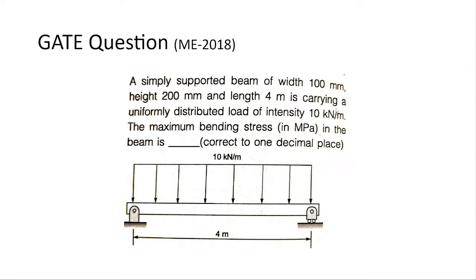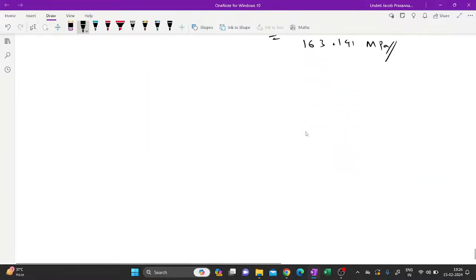It is a similar type of question, but it is not a cylindrical one. It has a rectangular cross section, width is 100 millimeters, height is 200 millimeters, length is 4 meters, load intensity is 10 kilonewton per meter, and we need to get the maximum bending stress. Fine. Let's go step by step here. So let's take the data given in the question. So the beam is like this.